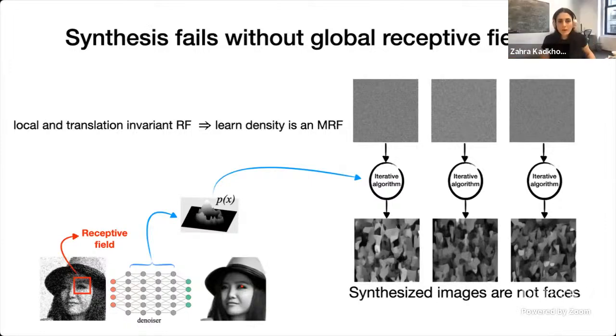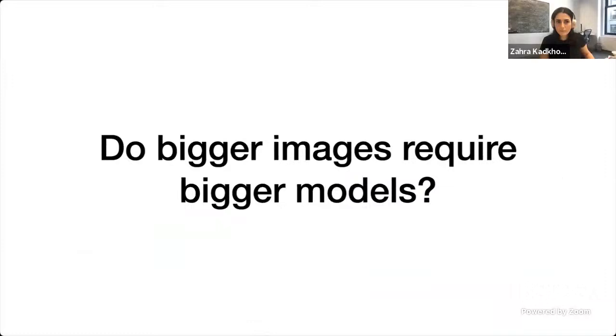All right, so this failure seems to imply that to generate bigger images, we have to make the models bigger to keep the prior global over the entire image. Now, that's not good because it means that in order to achieve generalization, we are going to need really huge training sets.